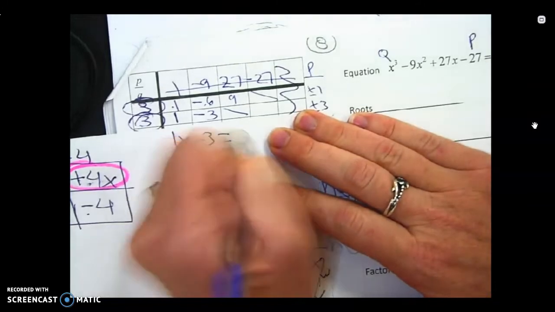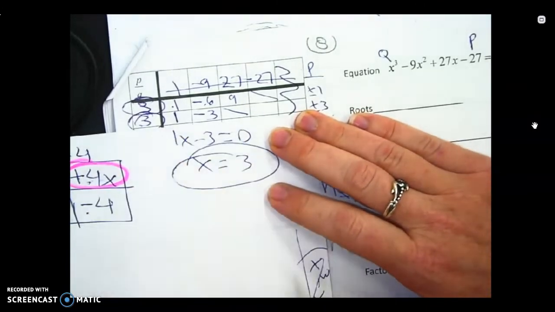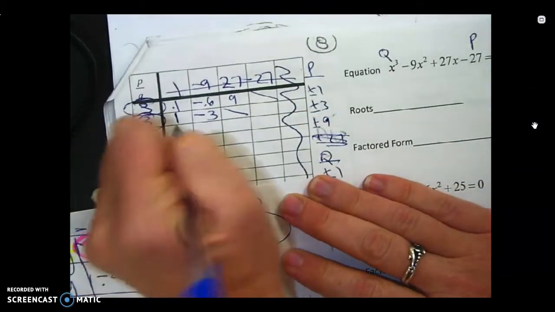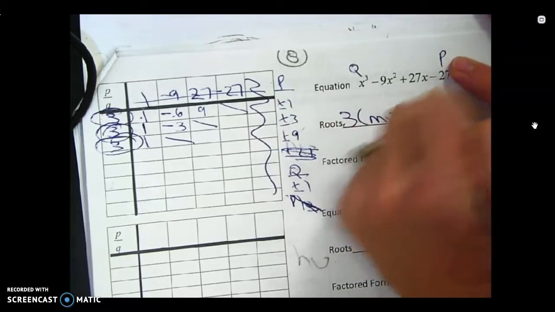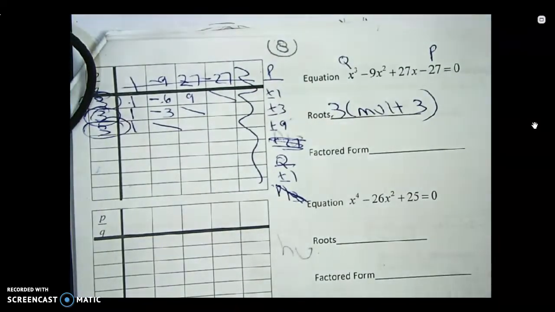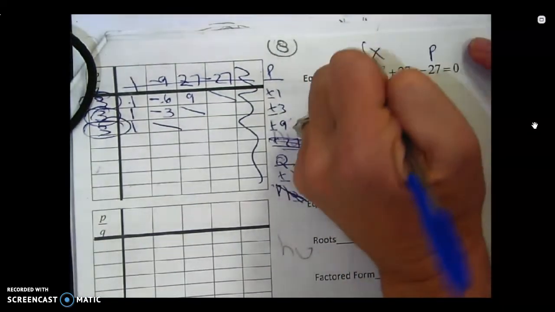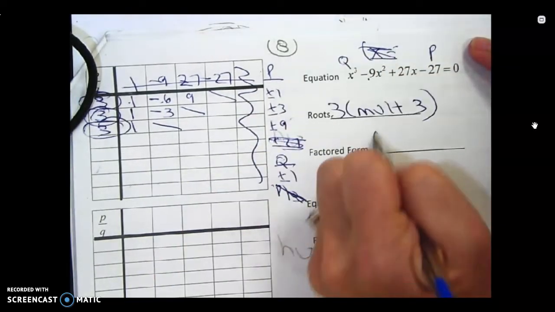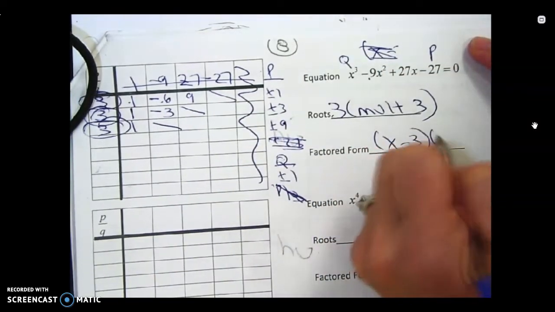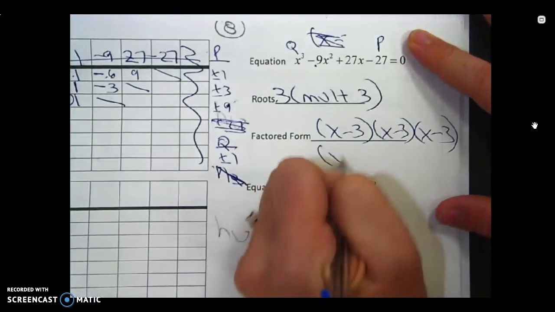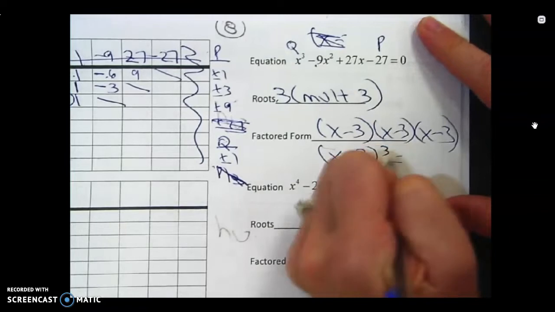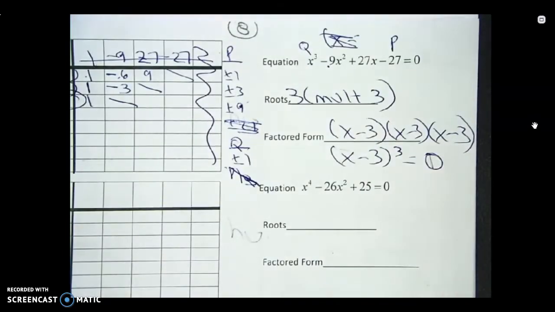1x minus 3, set it equal to 0, x equals 3. Or I could try 3 again, and then it works. So my roots are 3, multiplicity 3. What that really means is that this is, I guess that's factored form, x minus 3 times x minus 3 times x minus 3. What is that? x minus 3 cubed equals 0. Can you have that? Yeah.